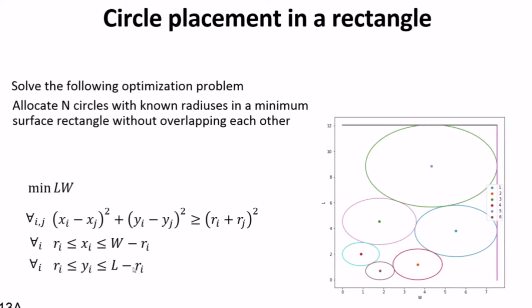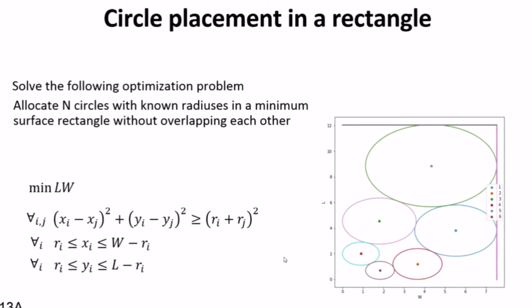Each of these is actually two constraints. xi is bigger than Ri and lower than W minus Ri, and yi is bigger than Ri and less than L minus Ri. Why? Because we don't want the circle to get out of this rectangle.